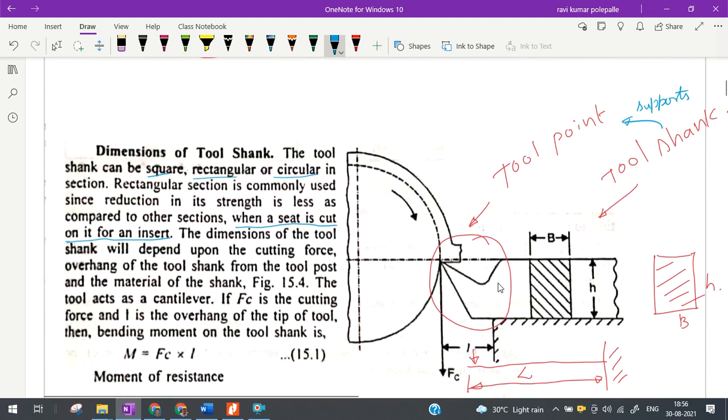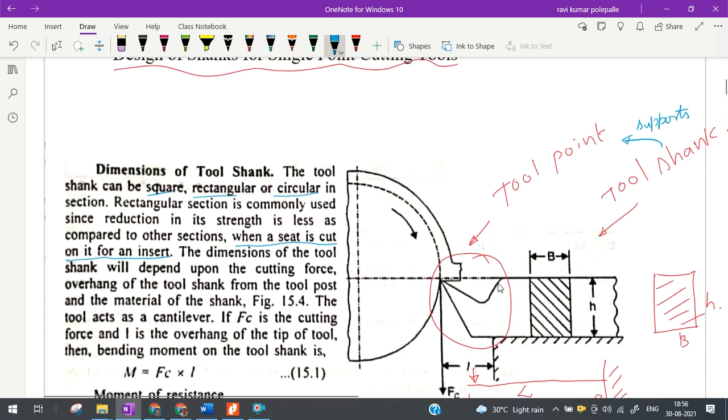See, in rectangular cross section also, we may understand that the depth or height of the tool is going to be more compared to the width. So this type of rectangular section is preferred rather than a rectangular section of this shape. So this is not preferred and this is preferred.